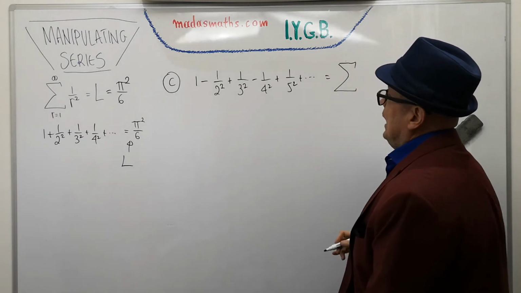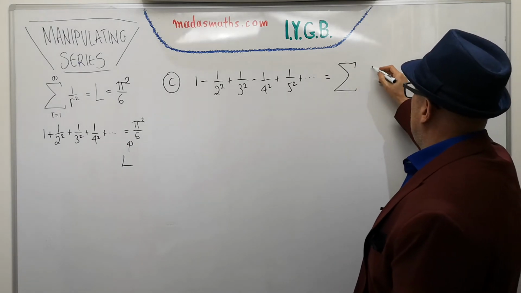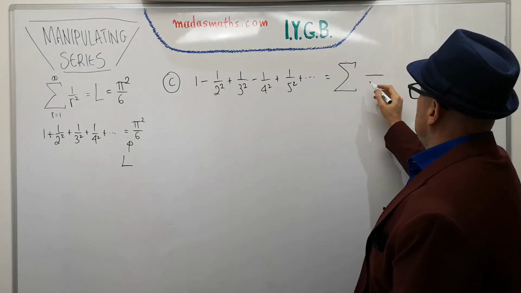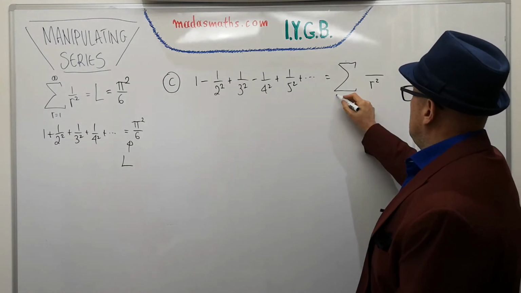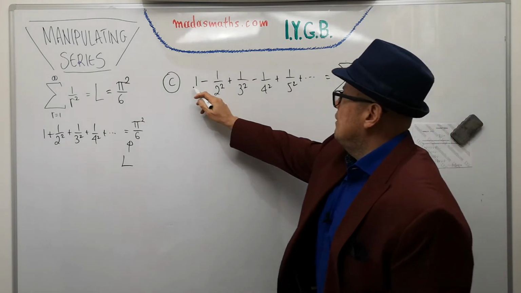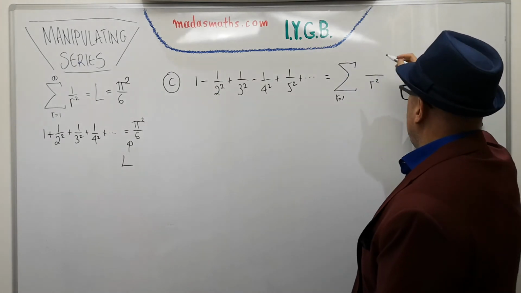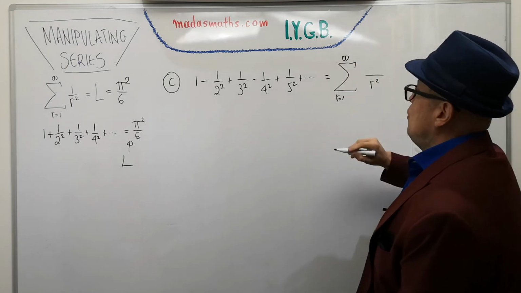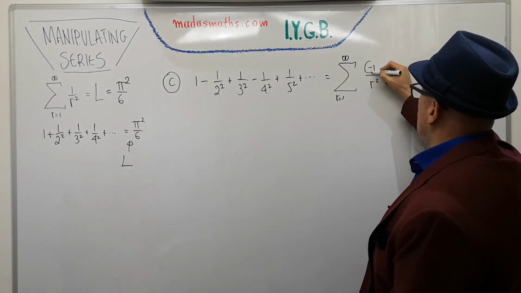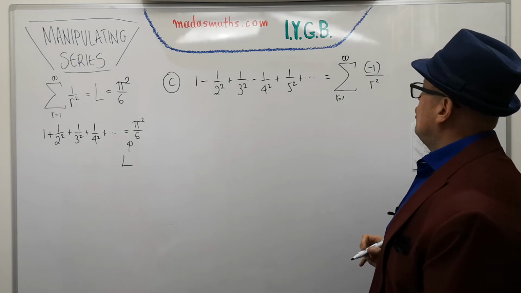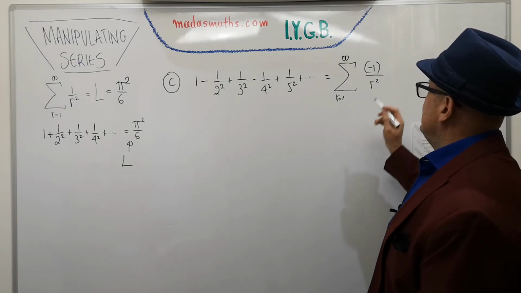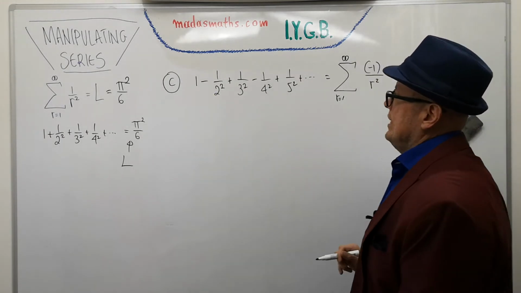First of all, the general term is, of course, on the denominator we have an r squared, and it will start from r is equal to 1, because don't forget that is a 1 squared there as well. But in order to get the terms to alternate, we need a -1 term on the top, and in order to produce the correct signs, we need the first term to be positive.